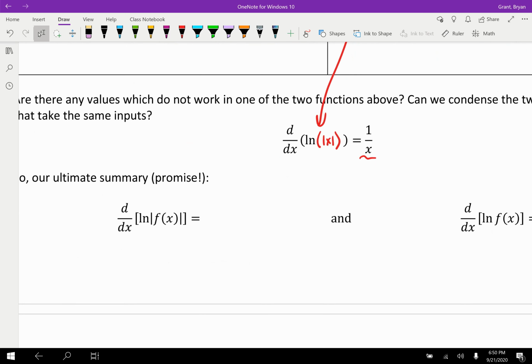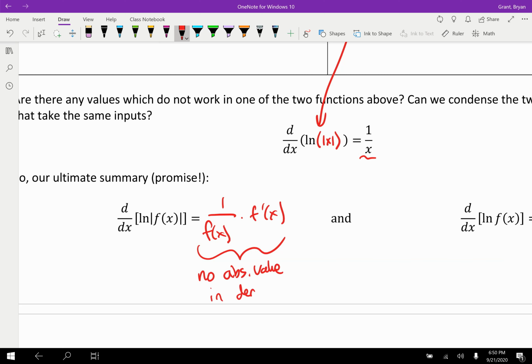Our ultimate summary. Two things. If you are asked to take the derivative of the absolute value of f of x, then it is just 1 divided by what was inside times the derivative of what was inside. And notice there is no absolute value in the derivative. So even though there might be absolute value here, it does not stick in the derivative, and that has to do with properties of logs.